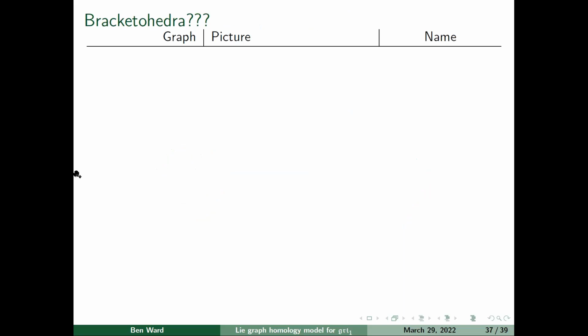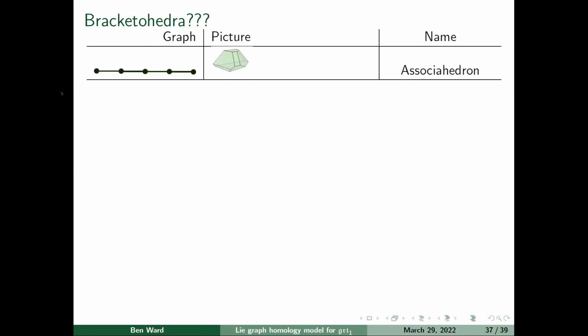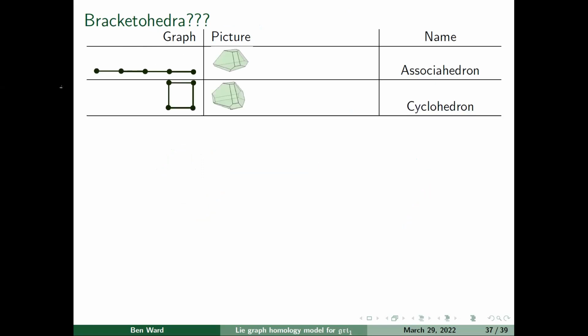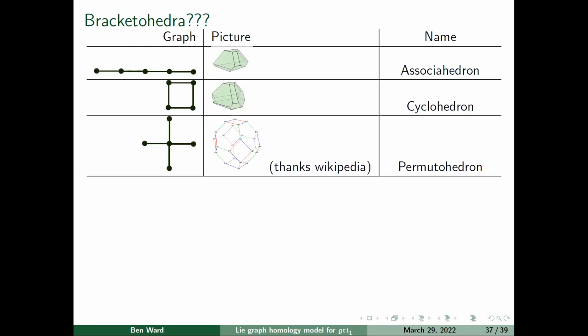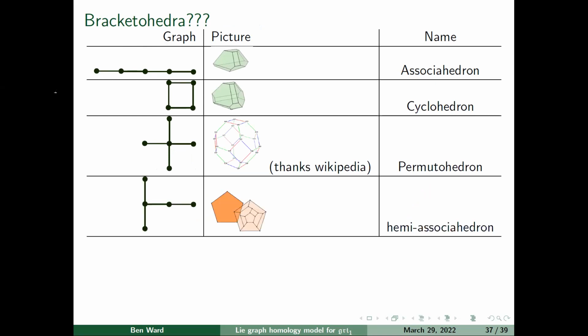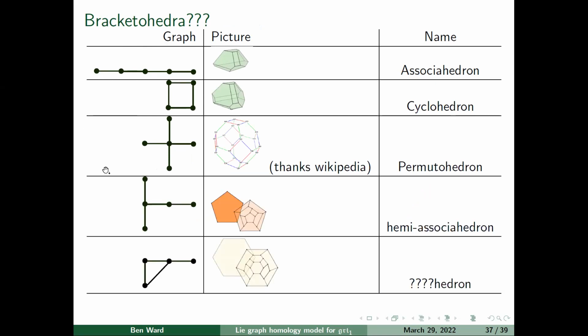For example, maybe call these bracketahedra. The icosahedron corresponds to this graph, the cyclohedron, the permutahedron, and actually there's two more, and these are the only ones in 3 dimensions. So these are 4 edges, so a 3-dimensional polytope. Here I've drawn it as if you removed one face and flattened it out, that's what this picture is supposed to be. And this one I couldn't find a name for anywhere.